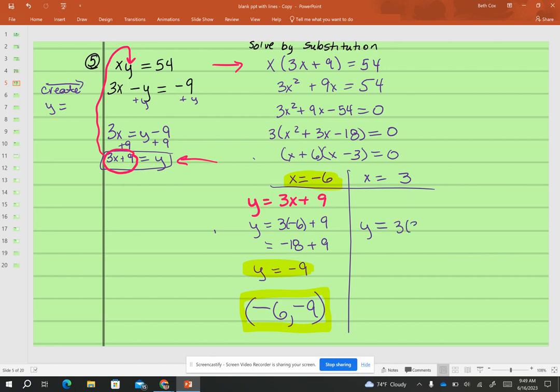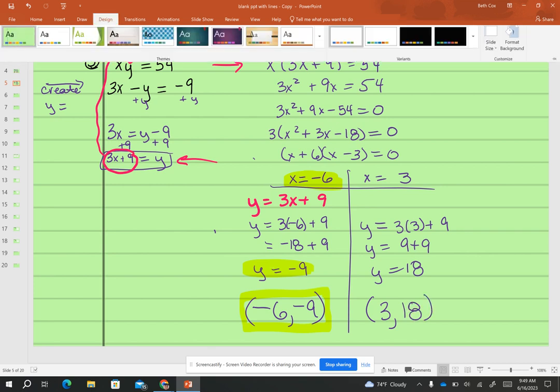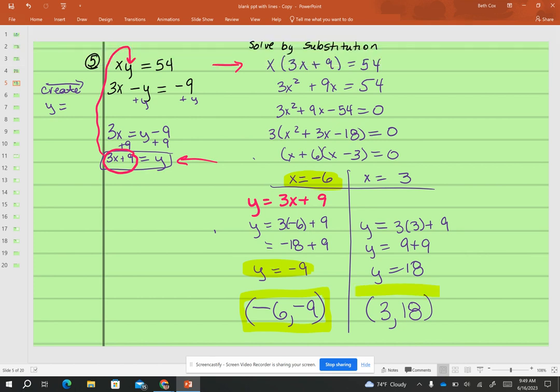It's 3 times 3 plus 9. So I get y is 9 plus 9, which is y is 18. So here's my answer. X is 3 and y is 18. That is my next answer. There we go. Those are the 2 answers for this one.